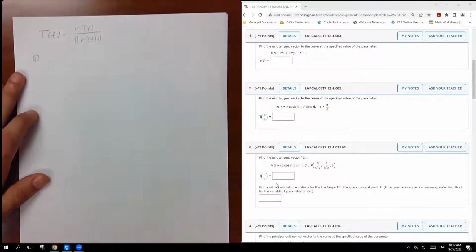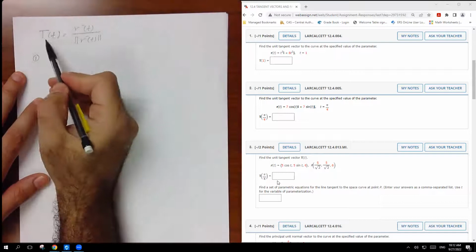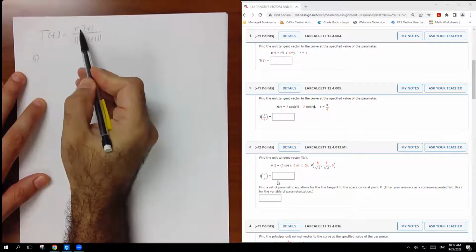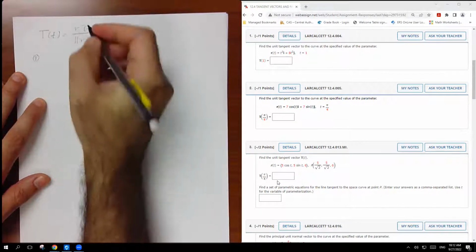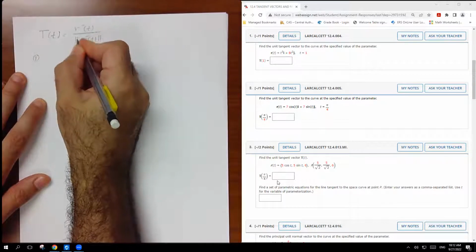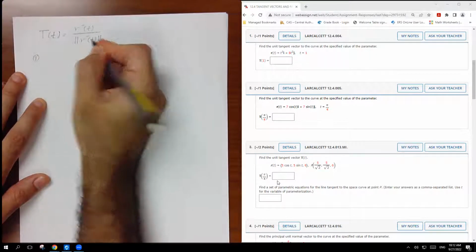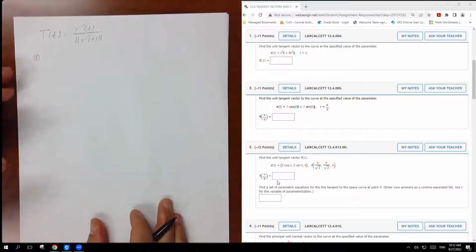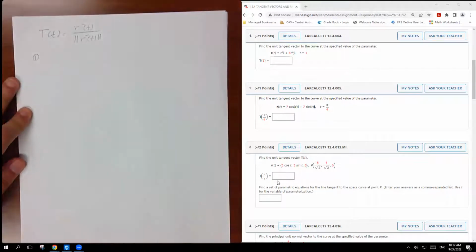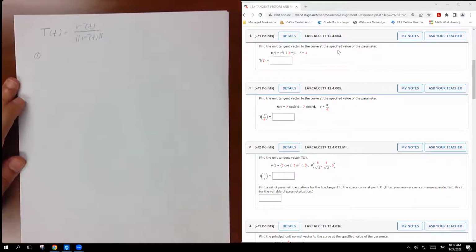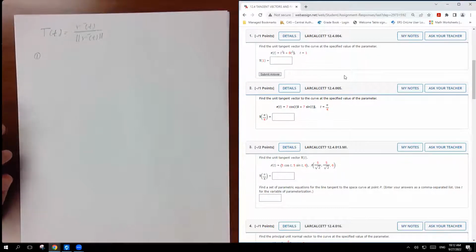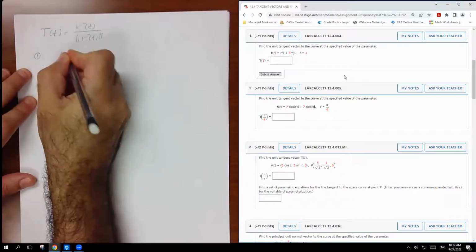So 12.4, let's start to find the unit tangent vector, which is T of t equals the derivative of r of t over the magnitude of r prime of t. So the first example, they're telling you to find the unit tangent vector to the curve, this one.